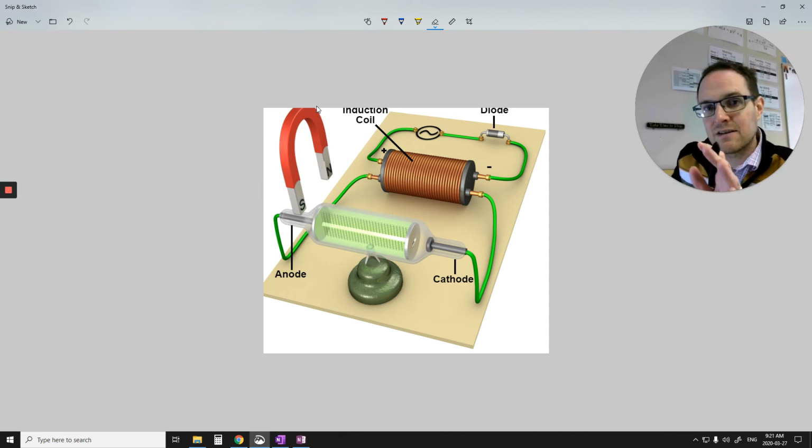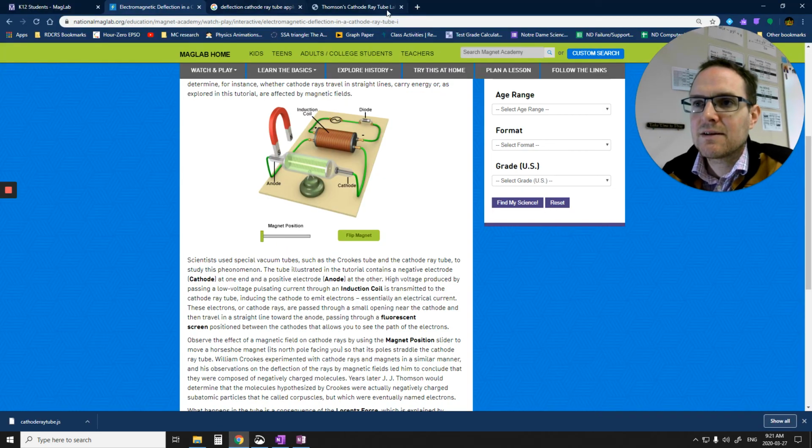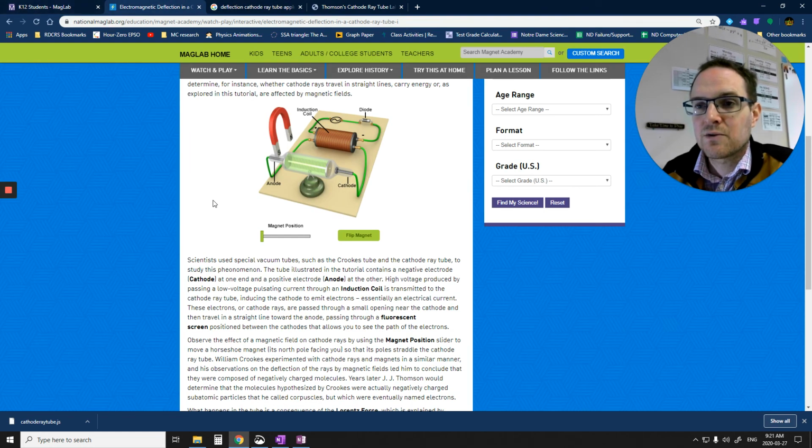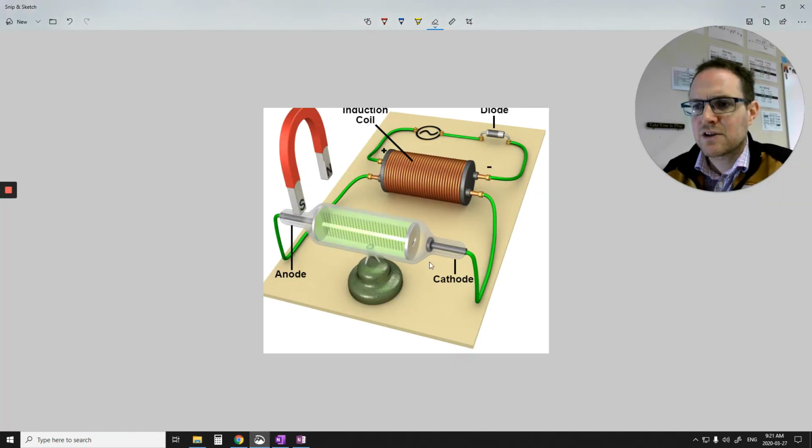I do have another more plain-looking applet loaded up here through the Physics Avery. It's a very similar kind of little cathode ray tube. And so what is a cathode ray tube? So let's go back to my picture here.